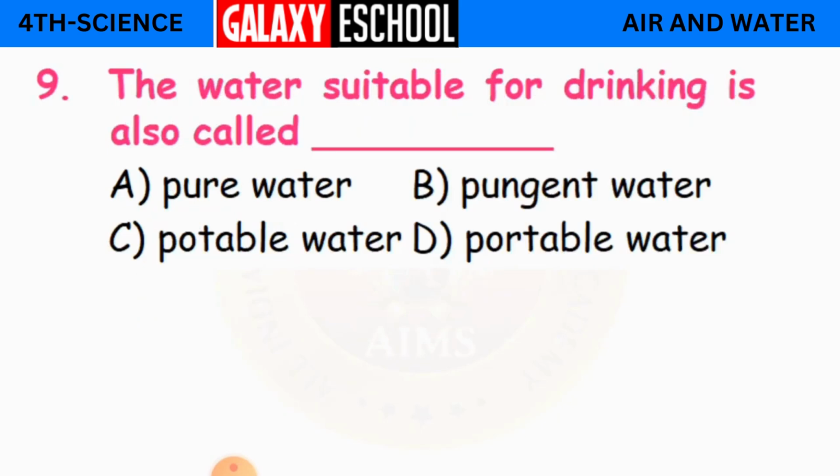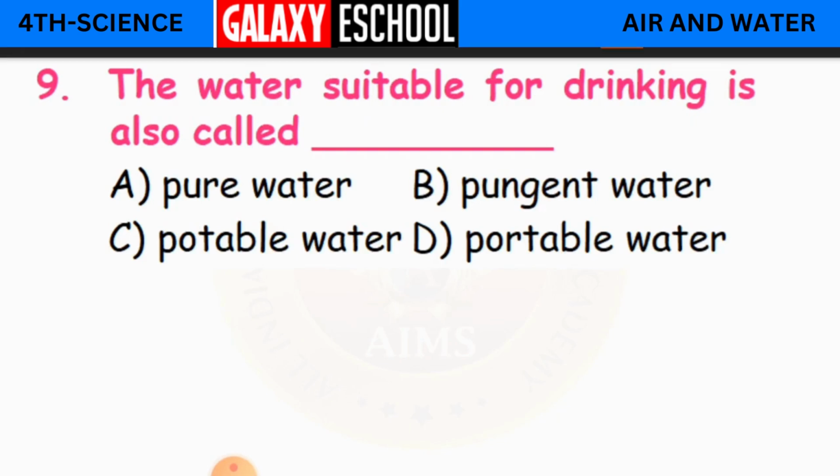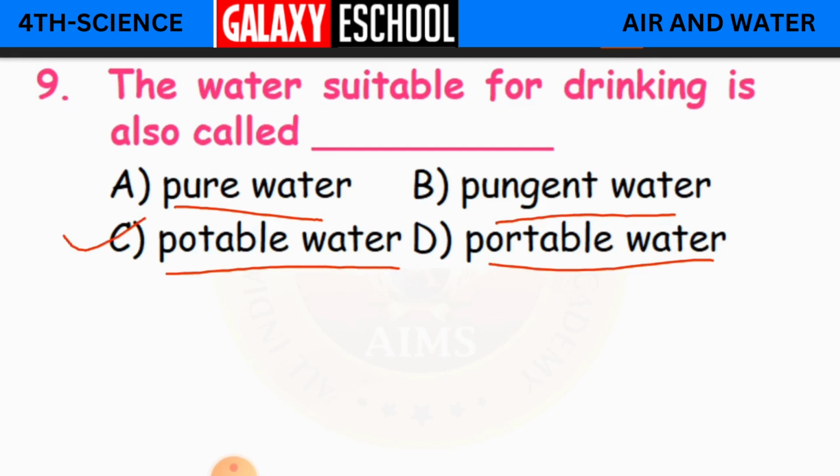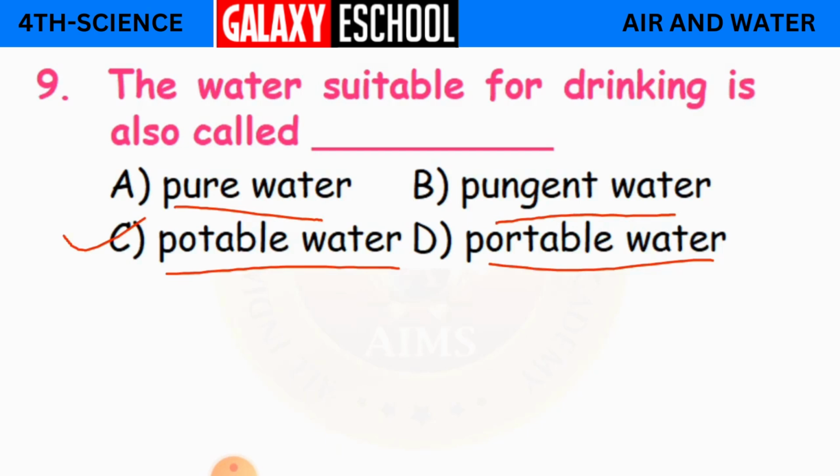Clear? Now the 9th question. The water suitable for drinking is also called dash. The water suitable for drinking is also called as what? Either pure water, pungent water, potable water or portable water. The answer is C, that is potable water.